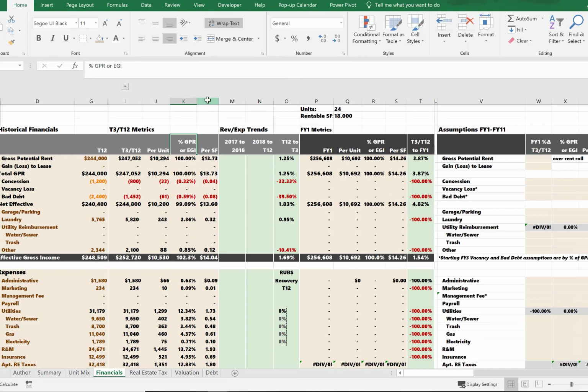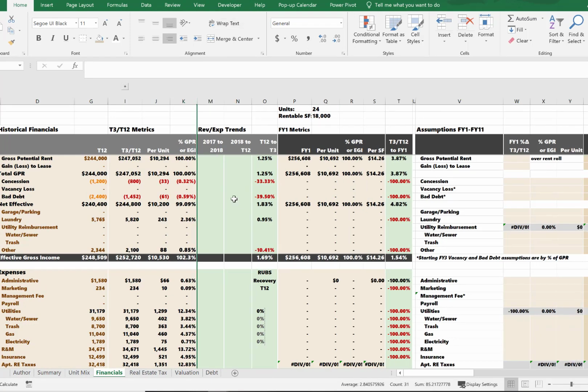In the green columns, this is showing your year-over-year trends. Because we didn't have 2017 or 2018 data, the trends from 17 to 18 or 18 to T12 are blank, so we can go ahead and hide those. They don't really tell us anything at all.